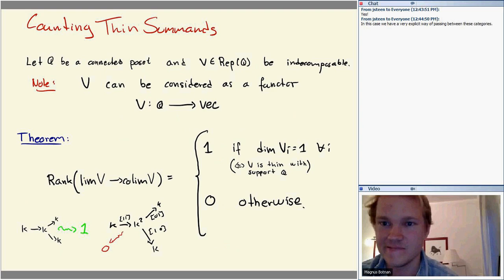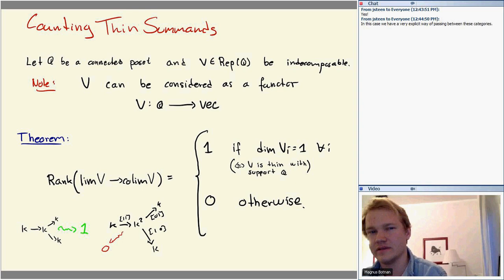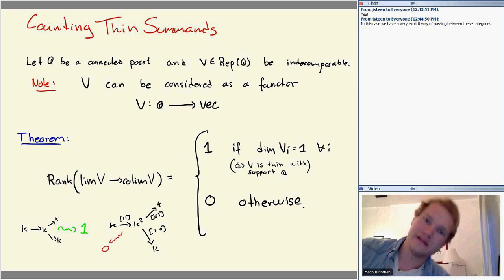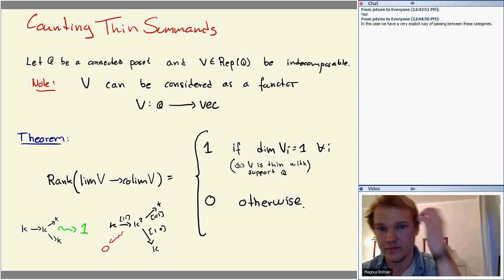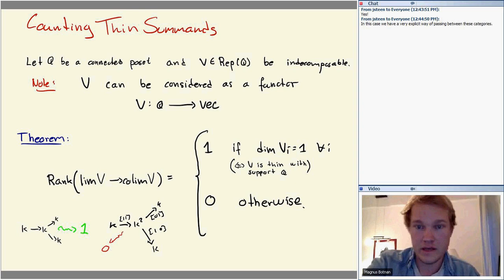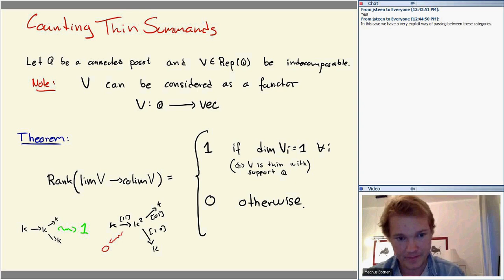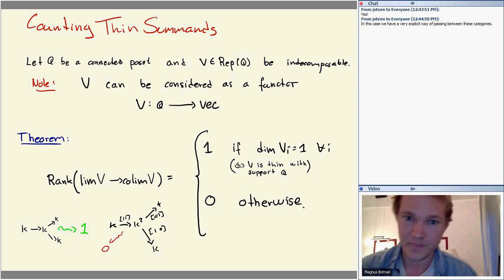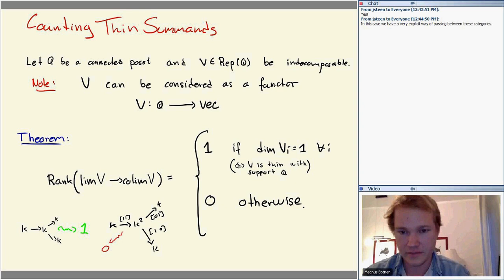So let Q be a connected poset. I don't have to assume it's connected, but then things are a bit weird. A representation of Q can be considered as a functor from Q to finite-dimensional vector spaces. Here's a theorem. Suppose V is indecomposable. Consider the homomorphism from the limit of V to the colimit of V. If the rank of this homomorphism is 1, then V is a thin indecomposable, meaning that it assigns K to every point in Q and connects them by identity morphisms.